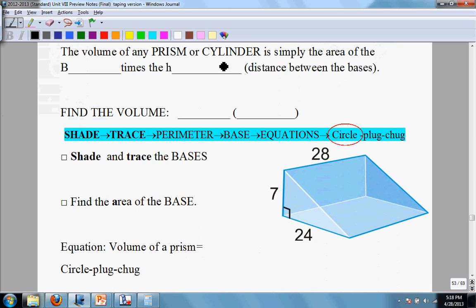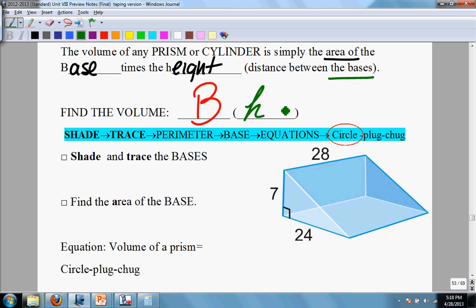So the volume of any prism and cylinder is simply the area of a base times the height. And remember, height is the distance between the bases. So we write it like this. It's the area of the base. We use a capital B for area of the base times height. Area of the base times height. That's volume. Seems a little bit easier than all that area stuff.